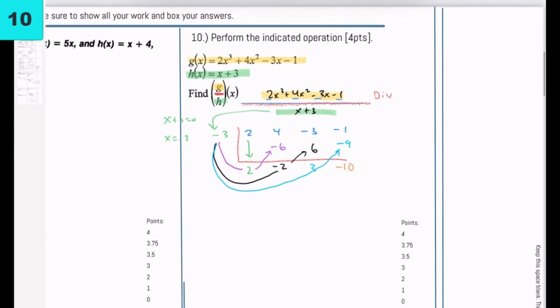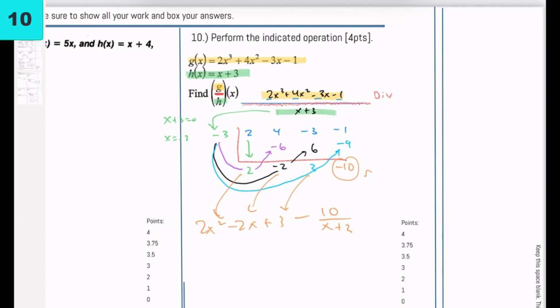So my answer is, this is my remainder. And that becomes the constant. Add an x, and one more x. Okay, so that's what happens when you divide g by h.